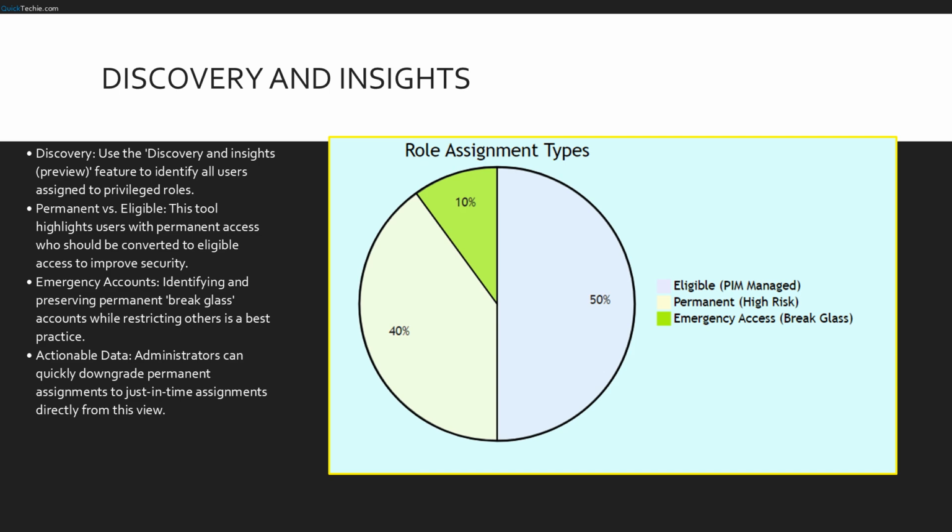This chart represents a typical visualization from the Discovery and Insights tool. The largest slice we want to reduce is permanent, high-risk access. Our goal is to shift the majority of these users into the eligible, PIM-managed slice, ensuring they only have effective permissions when needed. The small slice represents our emergency access accounts, which must remain permanent but monitored.